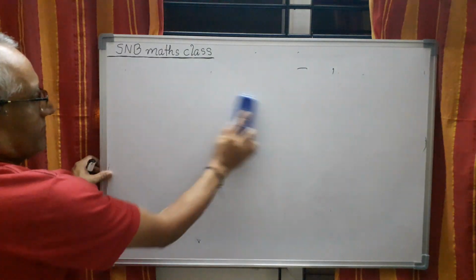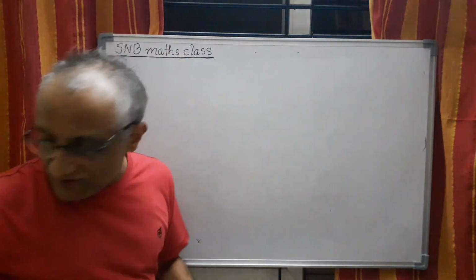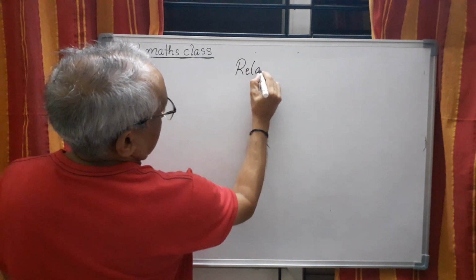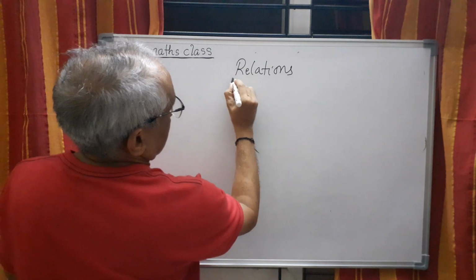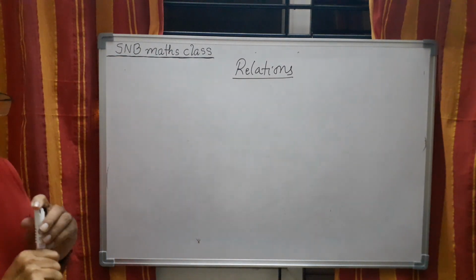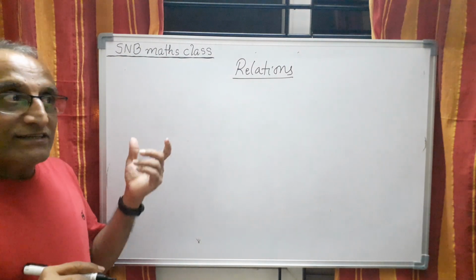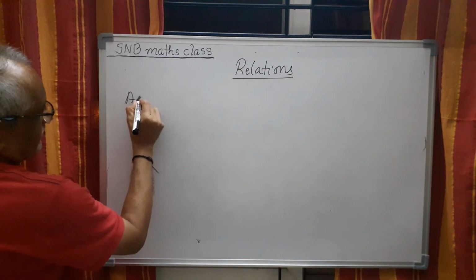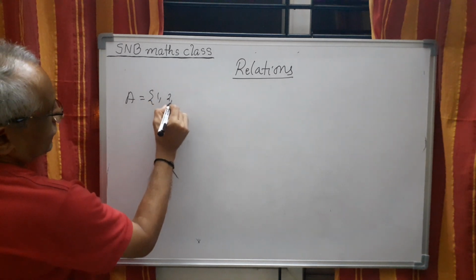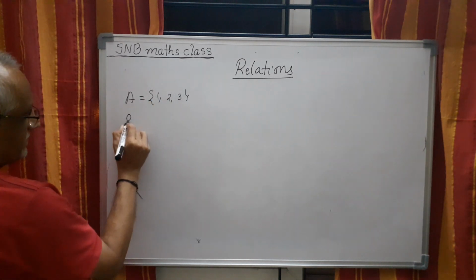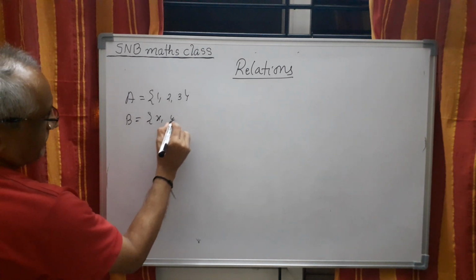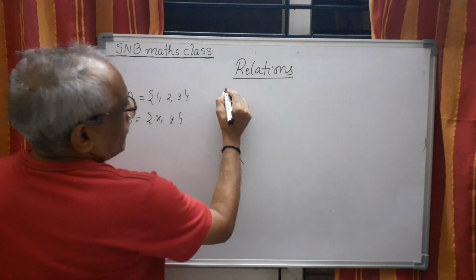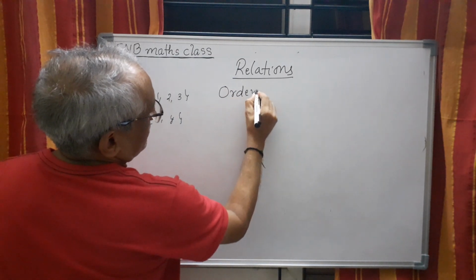So now let me start the first concept, relations. Relations. So let us go back to our first PUC where we started relations. Okay. Now you take any set A, for example 1, 2, 3. Take another set B, let us say x, y. Then the first concept which we studied was ordered pair. Ordered pair.